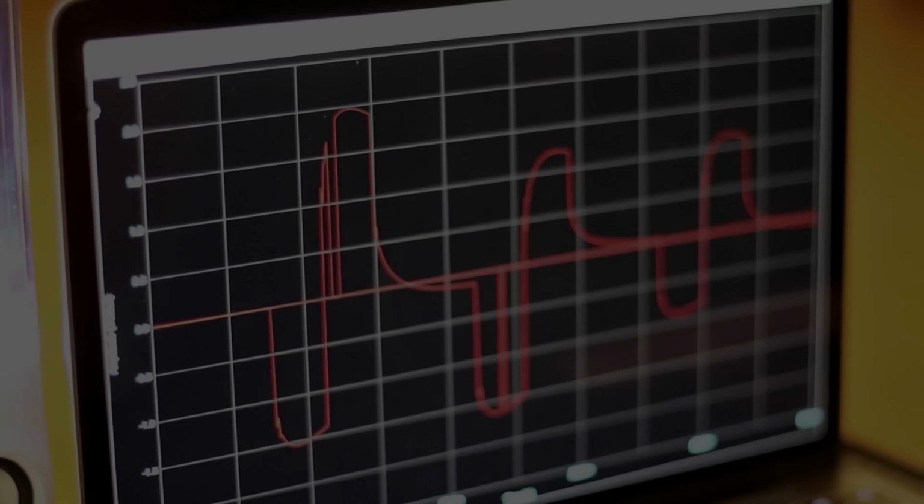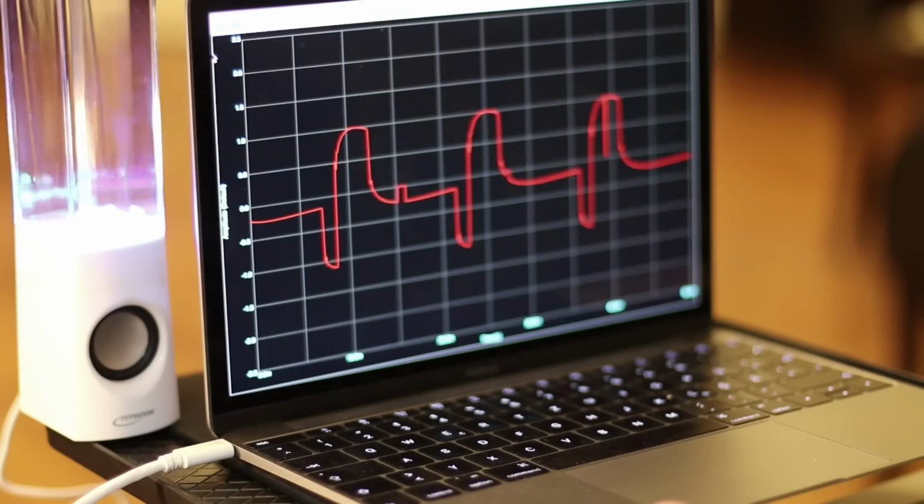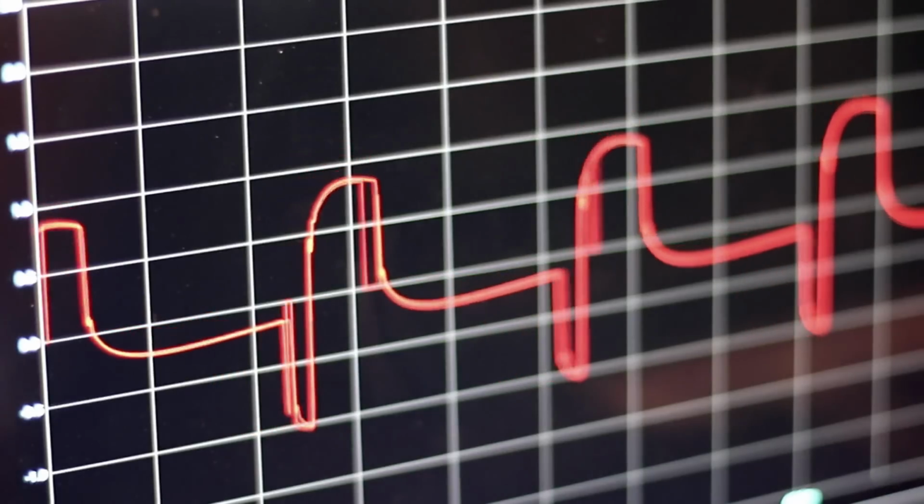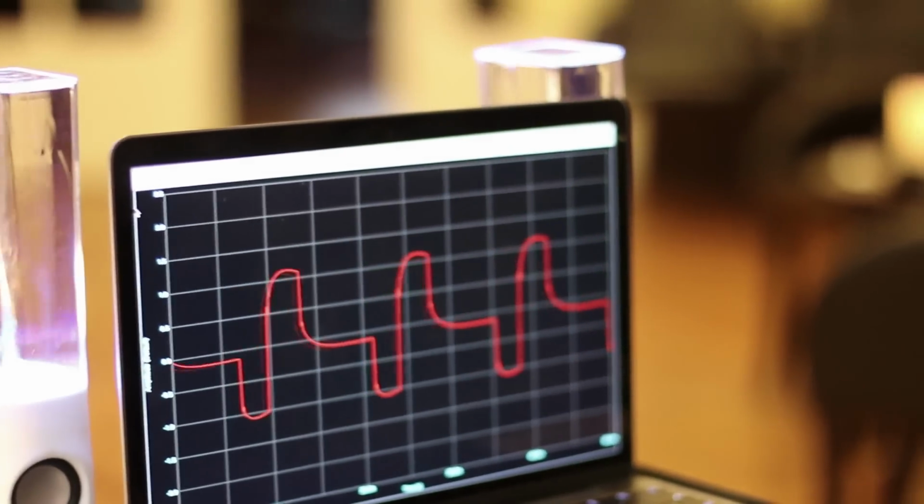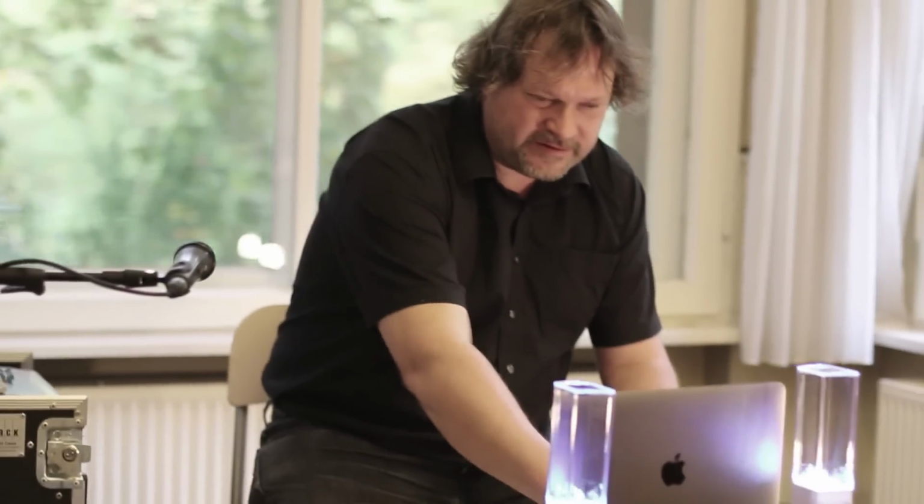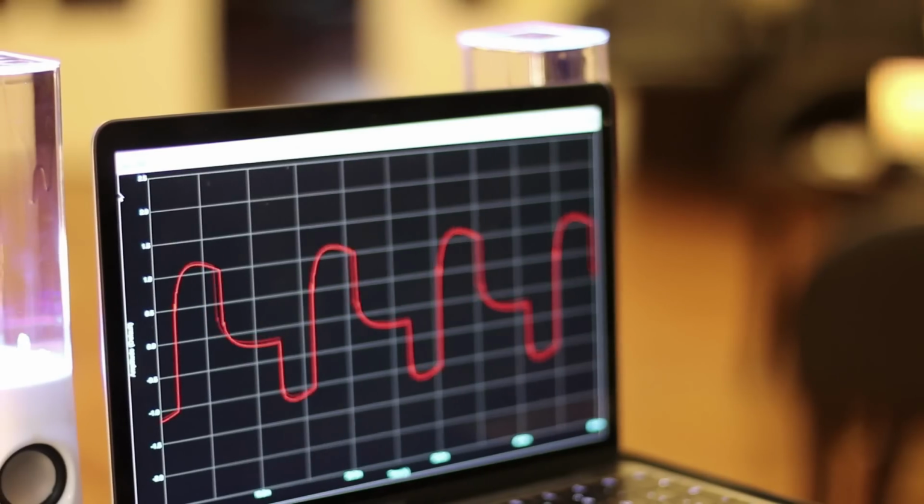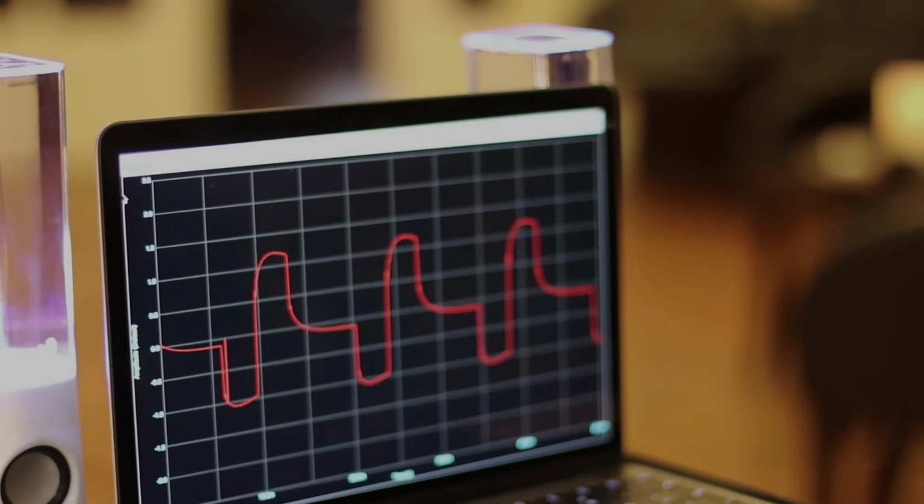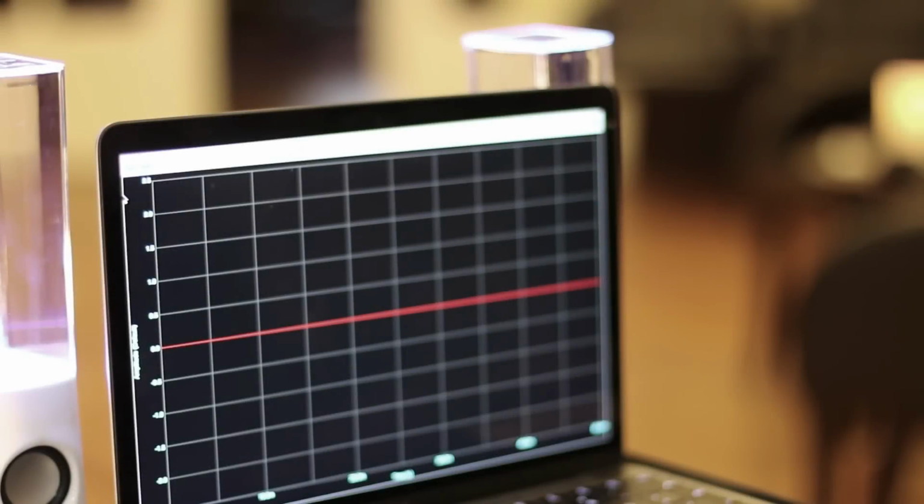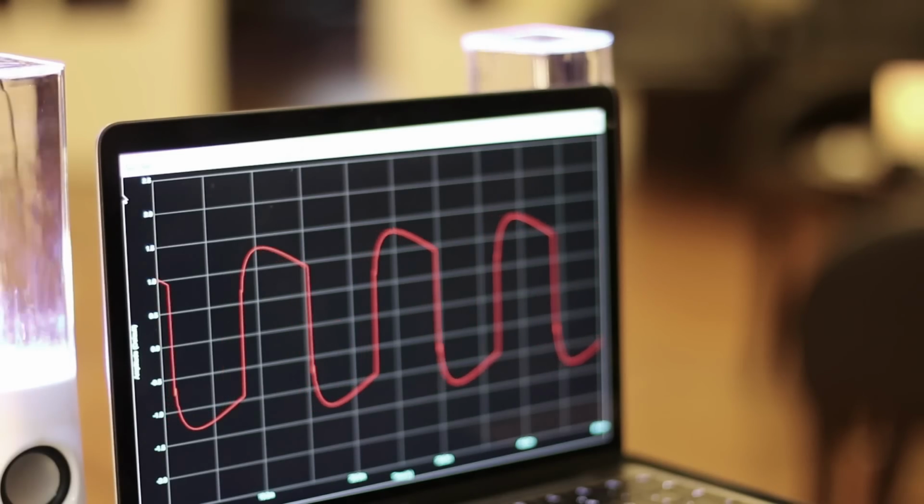Waveform number 4. You can change this side with pulse width number 1. And the other side with pulse width number 2. Again, if we change both at the same time, it looks like this. Square wave.